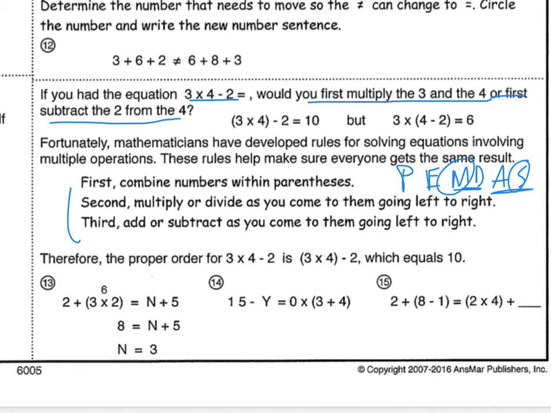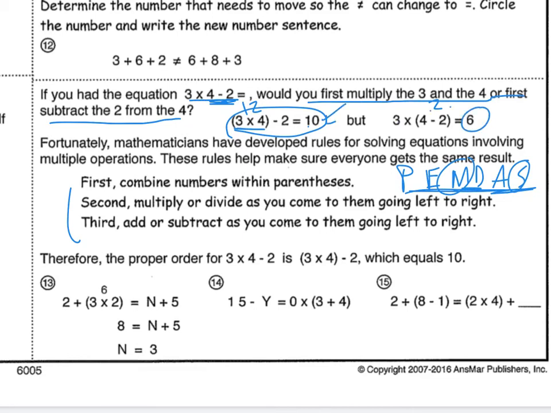We do the parentheses. They don't talk about exponents because you're not going to see that until later, but this is what you're going to learn as you go through middle school and high school. PEMDAS, parentheses, exponents, multiply and divide, add and subtract from left to right. So we have to do the multiplication first. And before that, we have to do the parentheses first. So 3 times 4 is equal to 12, and 12 minus 2 is equal to 10. This is the correct solution. If you did it wrong, if you did the 4 minus 2 first, then you would get 2 for 4 minus 2, and 3 minus 2 is 6.